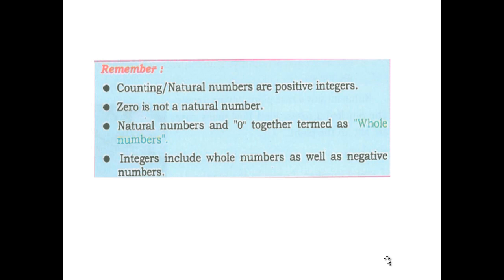Here are some points to remember. First, counting or natural numbers are positive integers. 0 is not a natural number. Natural numbers and 0 together are termed as whole numbers. Integers include whole numbers as well as negative numbers.